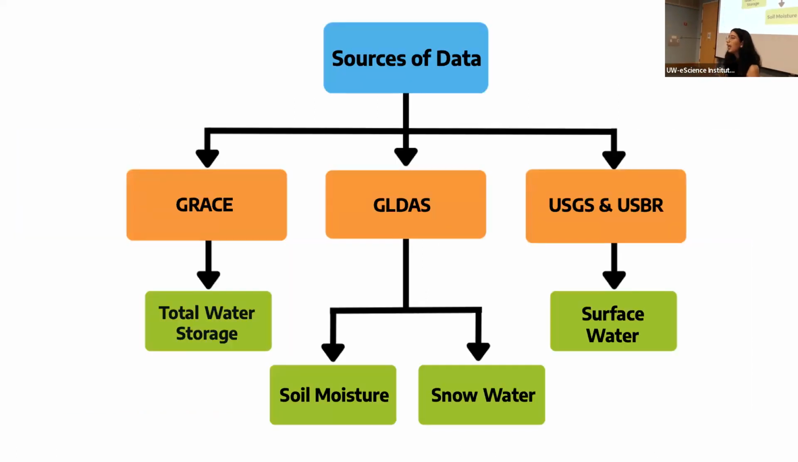To calculate groundwater, there are different components of water that are required. We have talked about total water storage that GRACE can give us, but there are also other components like soil moisture, snow water, and surface water. We can derive soil moisture and snow water from GLDAS, which stands for Global Land Data Assimilation Systems. And then there is surface water from reservoirs, which we can get from USGS, which stands for United States Geological Survey, and USBR, which is the United States Bureau of Reclamation.